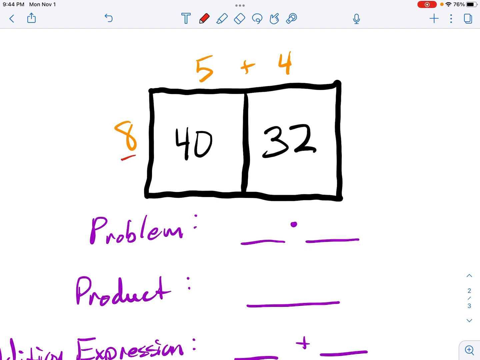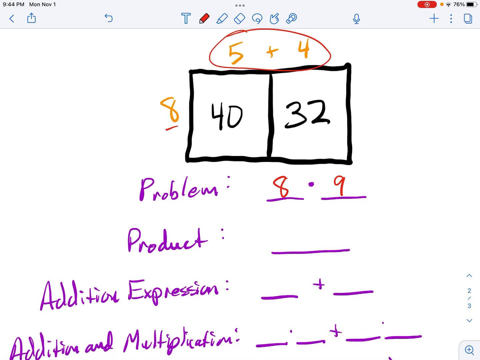Well, it sure looks like we're trying to take 8 and multiply it by 9. Where did the 9 come from? 5 and 4. What's the product? Remember, the product is the 40 plus 32, right? That's that interior, or what is 8 times 9? Whoops, that's 72. We add those all up and we got 72, right?